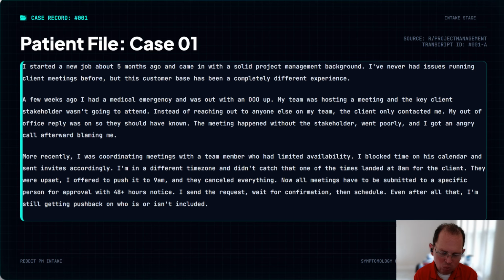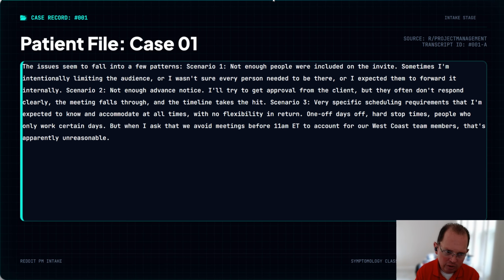More recently, I was coordinating meetings with a team member who had limited availability. I blocked time on his calendar and sent invites accordingly. I'm in a different time zone and didn't catch that one of the times landed at 8 a.m. for the client. They were upset. I offered to push it to 9 a.m. and they canceled everything. Now all meetings have to be submitted to a specific person for approval with 48 plus hours notice. I send the request, wait for confirmation, then schedule. Even after all that, I'm still getting pushback on who is or isn't included.